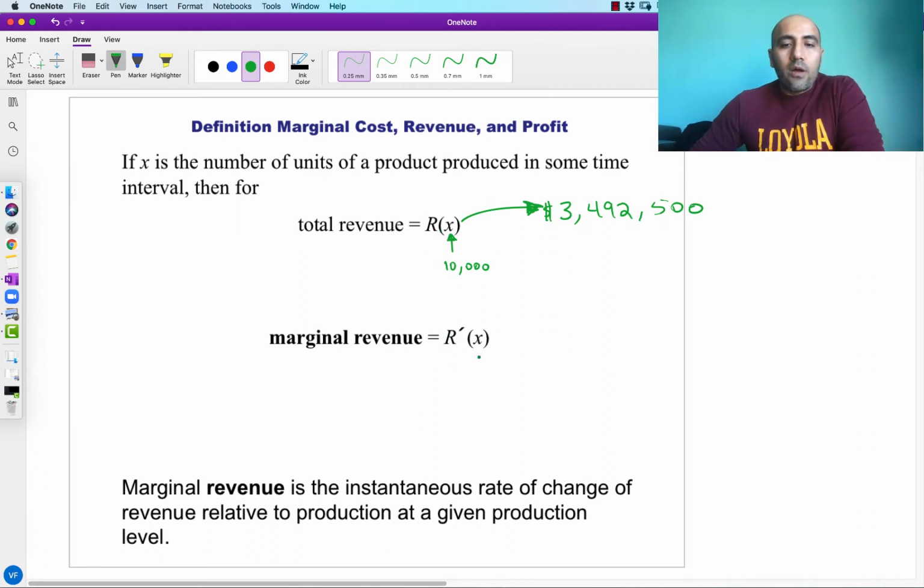So again, if we want to think about what this means, the marginal revenue is the instantaneous rate of change of the revenue relative to the production of the given production level. So we have to think about a production level. So let's say the 10,000. This is going to be some new equation. It's the derivative of that one, but it's some new equation where we input the 10,000. And what this does is it gives me an approximation of how the revenue function, the total revenue function, is changing at that point.